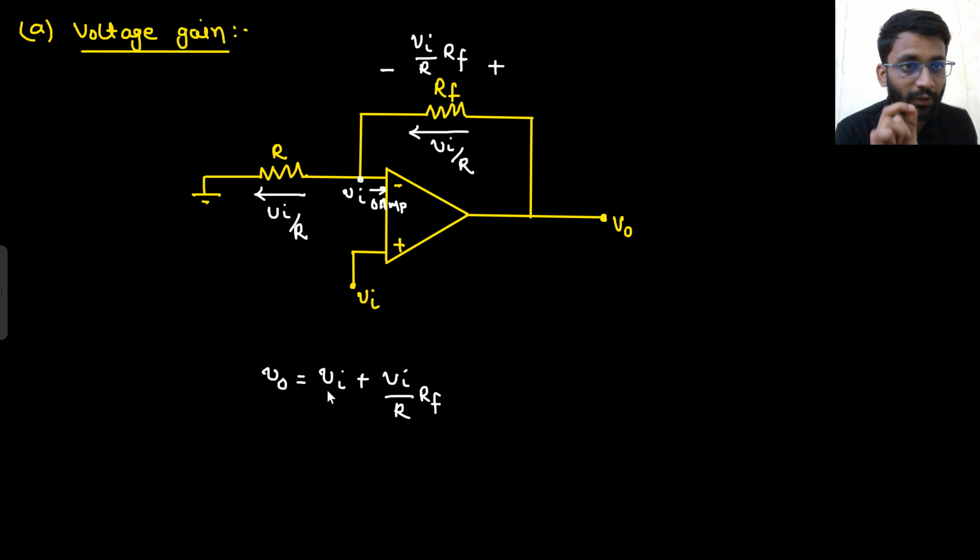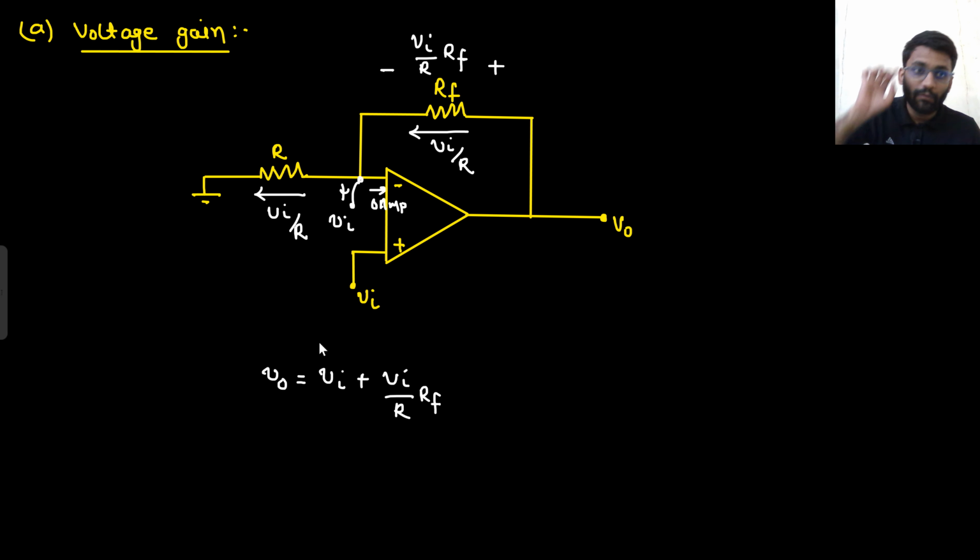Now I will tell you why the concept was called virtual short. So what did I do here? I applied V in potential, right? This potential is the same as V in only. Now one can have this doubt, sir, that this V in by R current is flowing through RF, that is for sure. But why can this current not flow through V in as well? Because this is also a node, no? V in is also a node.